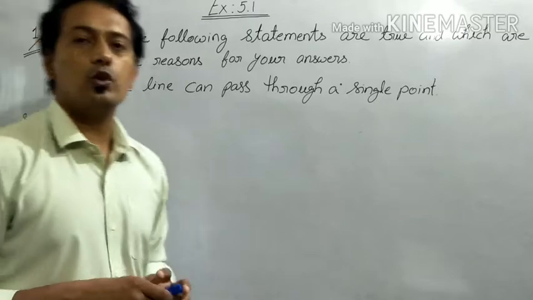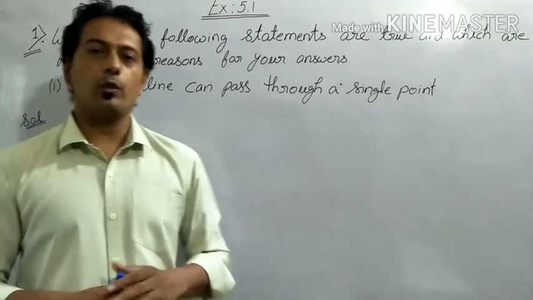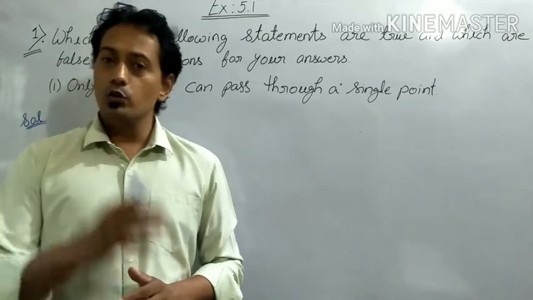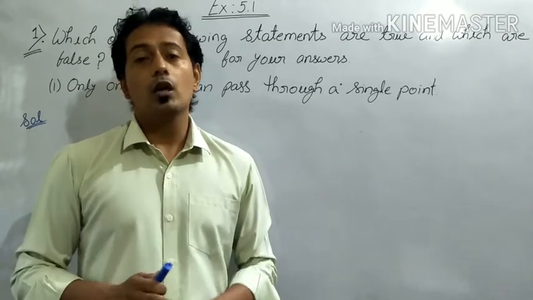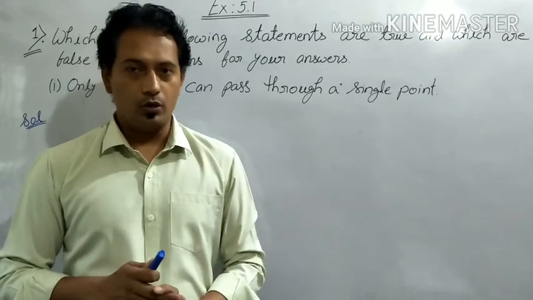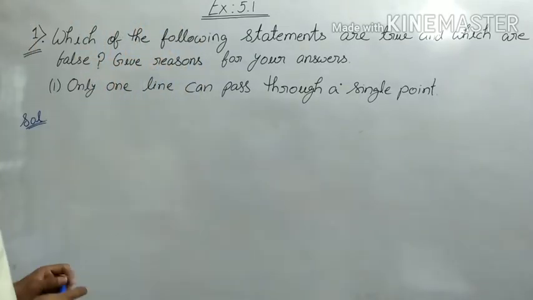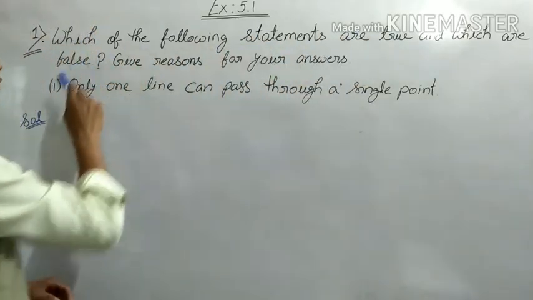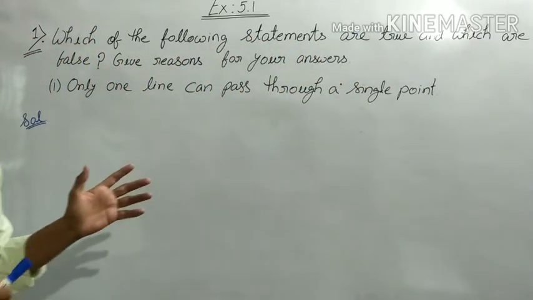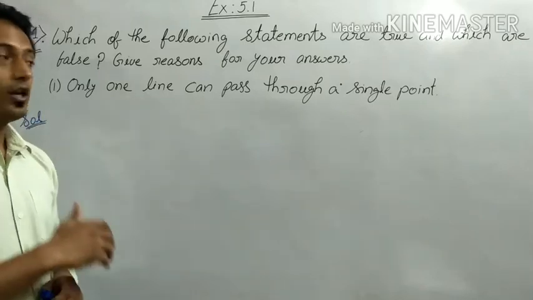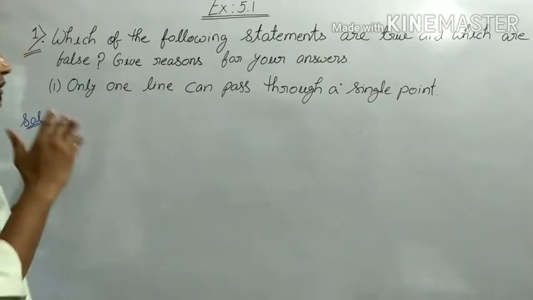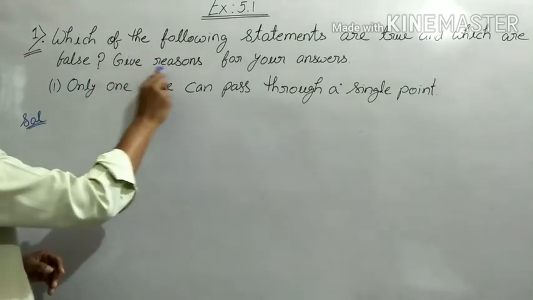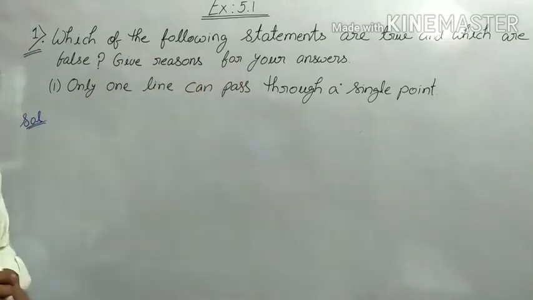Now in this exercise, students, we are going to answer some of the questions and we are going to prove some of the results, okay, using Euclid's definitions, postulates and axioms. So the first question says, which of the following statements are true and which are false? So that means there will be some statements, students, and we need to analyze each statement and answer whether it is true or false. And apart from that, we need to give reason also for our answers.